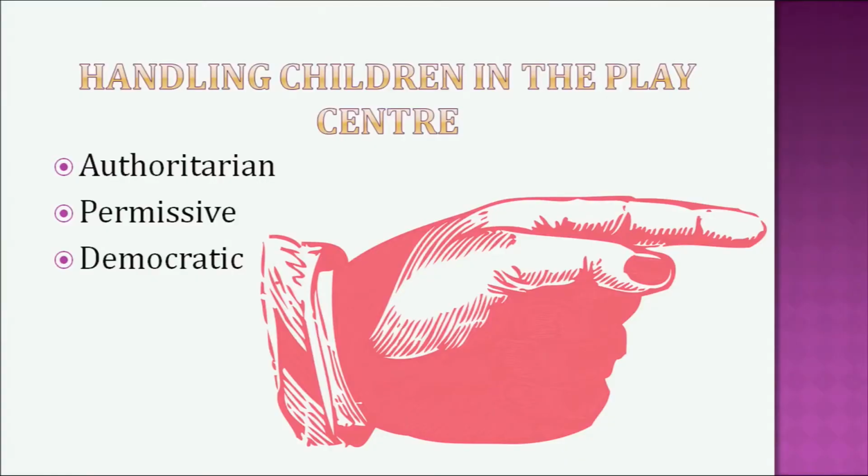around them. There are three basic forms of discipline that can be enforced, and these are the following disciplines. First is the authoritarian discipline, second is the permissive discipline, and third is the democratic discipline. Let's understand what the differences are in these three types of disciplines. So first is the authoritarian discipline.